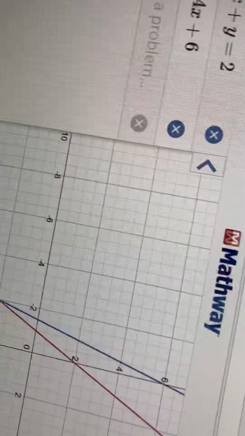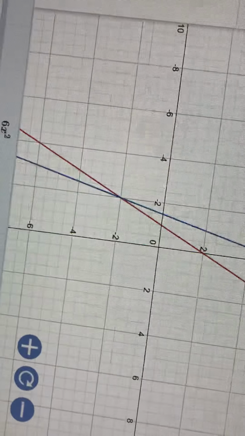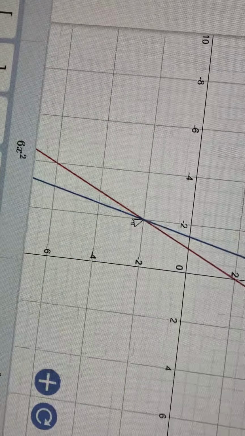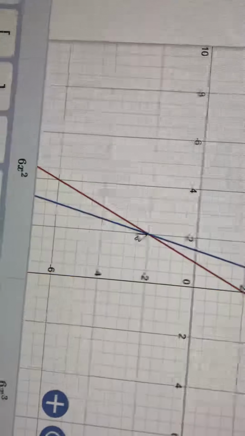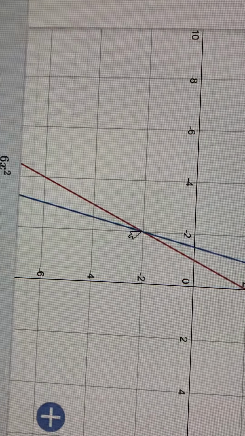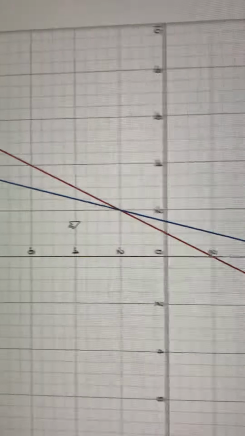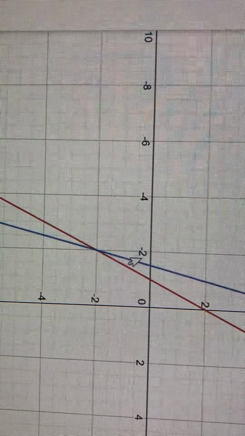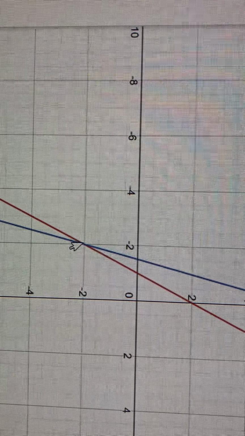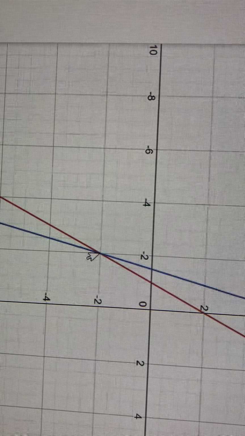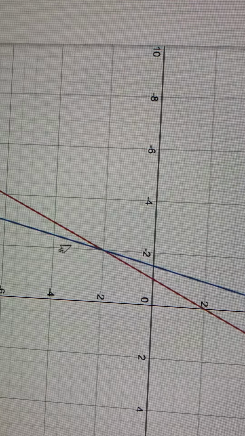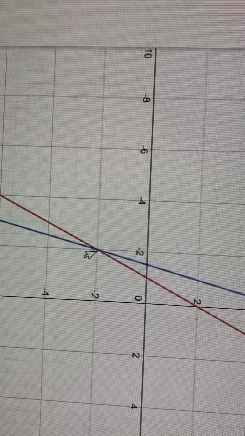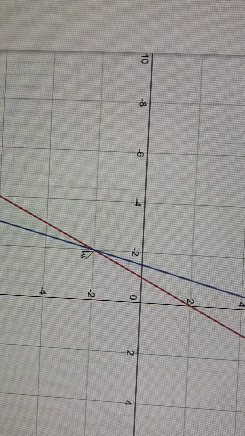There's probably a way on here to actually find the intersection. You can zoom in on it. There's all kinds of stuff. I'd play around with it, but this one's pretty straightforward. You can see where they cross, and that's what you're looking for. The solution of a system of linear equations is where they cross, their intersection. So if they don't ever cross, there's no solution.